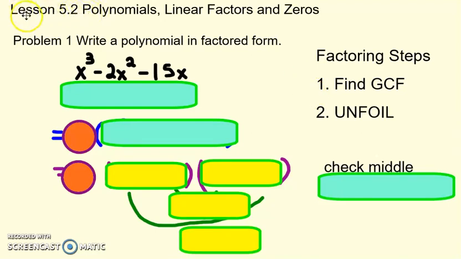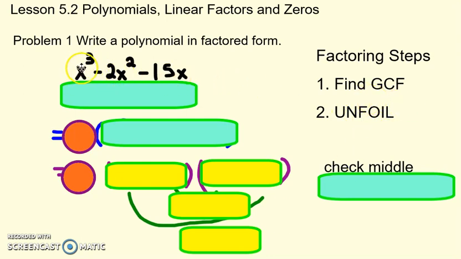We are going to do polynomials, linear factors, and zeros. So in problem number 1, we are going to factor this polynomial. Here's our steps. Our first step, if possible, we're going to find a greatest common factor. And then we're going to factor it, or you can call it unfoiling. So find the greatest common factor.